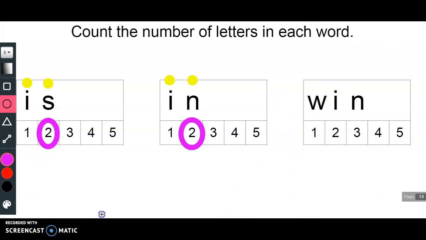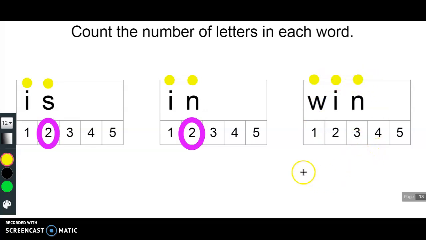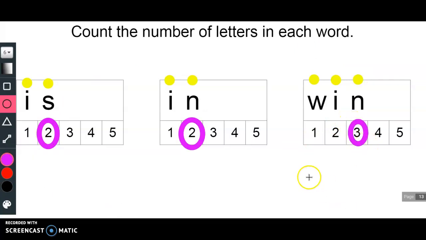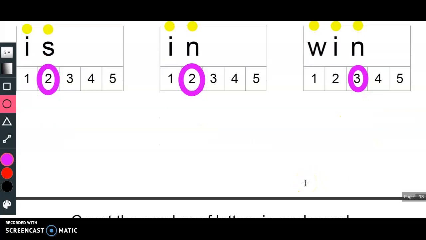Our last word is win. Win. I see a W, an I, and an N. Let's count. 1, 2, 3. There are 3 letters in the word win. Great job, everybody.